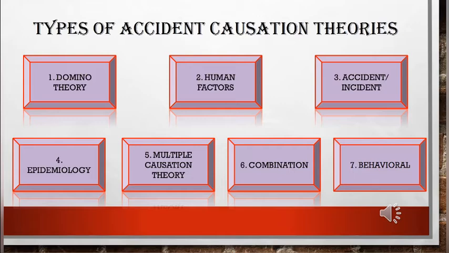So, in the subtopic, we have 7 types of accident causation theories, which are domino theory, human factors, accident or incident, epidemiology, multiple causation theory, combination, and lastly, we have behavioral.